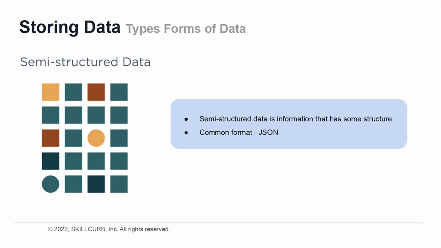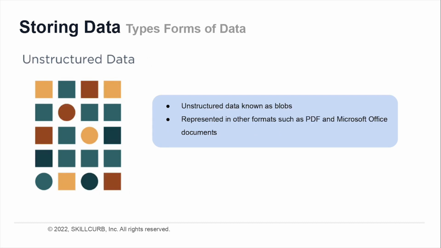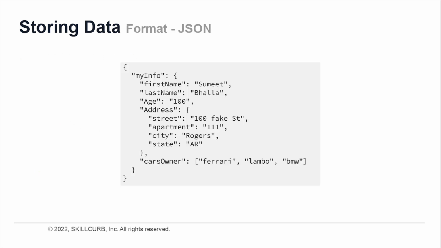Semi-structured data is information that has some structure but which allows for some variation between entity instances. For example, while most customers may have an email address, some might have multiple email addresses and some might have none at all. One common format for semi-structured data is JavaScript Object Notation, or JSON. Unstructured data is known as blobs, which can be anything, but are most commonly associated with images and videos. However, they can be represented in other formats such as PDF and Microsoft Office documents.